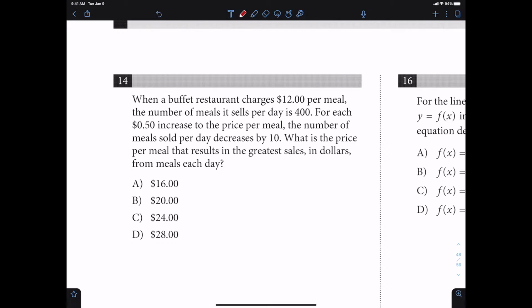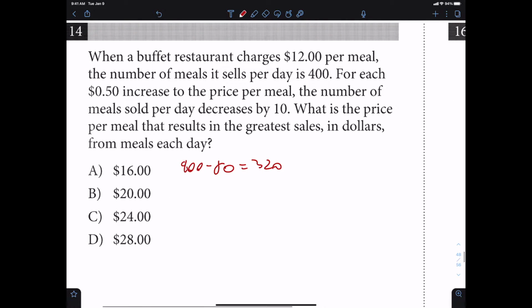Okay, cool. So from $12 to $16, we have 8 50-cent increases, right? Because we go 12.50 and then we go 13, so on, so on, so on. That's going to be 8 until we get to 16. So if for each 50-cent increase the meals sold per day decreases by 10, then that means we have 400 minus 80 meals sold per day when we're charging $16.